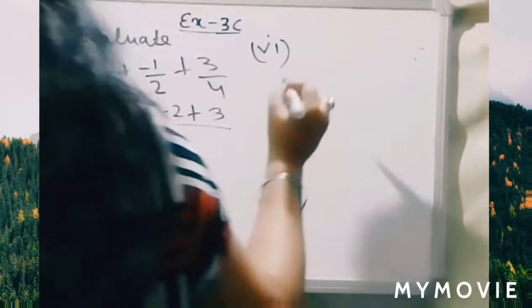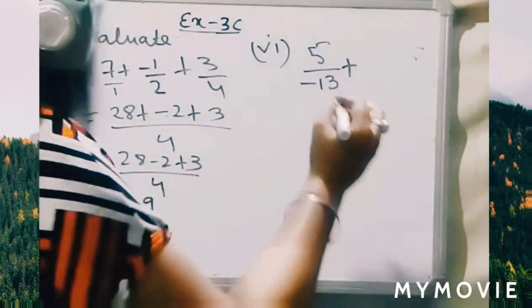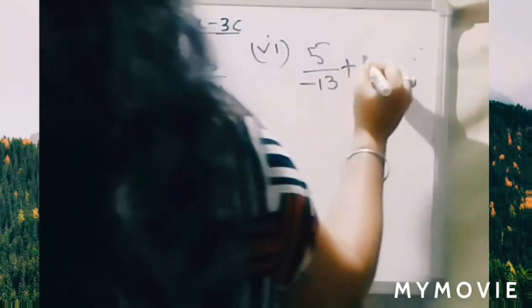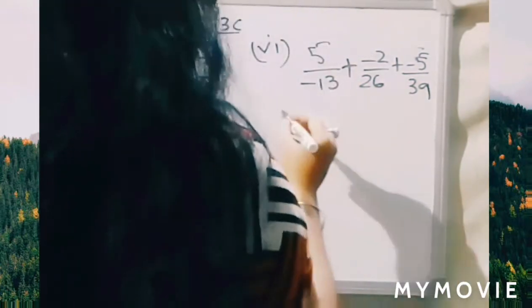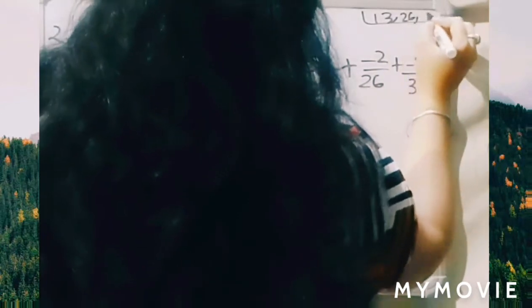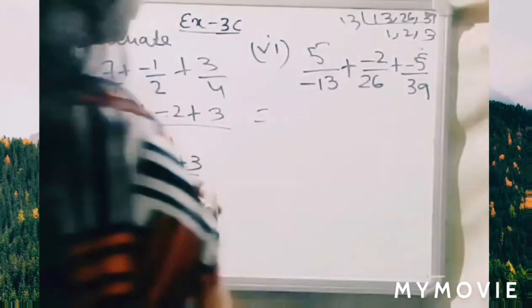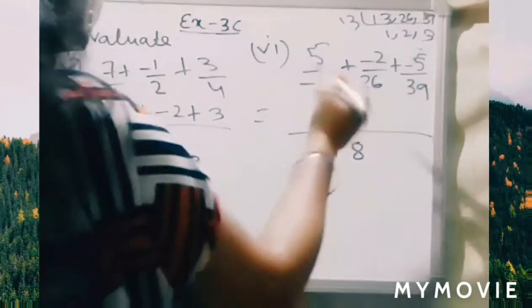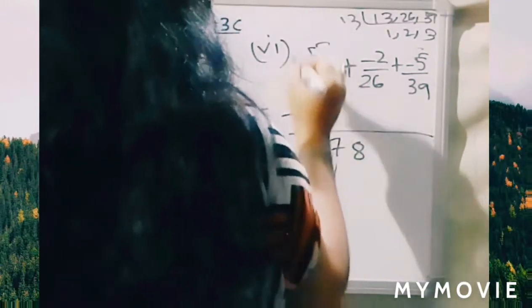Question number 6. 5 by 13 minus 2 by 26 plus minus 5 by 39. So here the LCM will be the 13 multiple. 13, 26 and 39. 13 1 is 13, 13 2 is 26, 13 3 is 39. So 13 6 is 78. LCM will be 78. 13 how much? 78. 13 6s are 78. So this minus sign will go up.